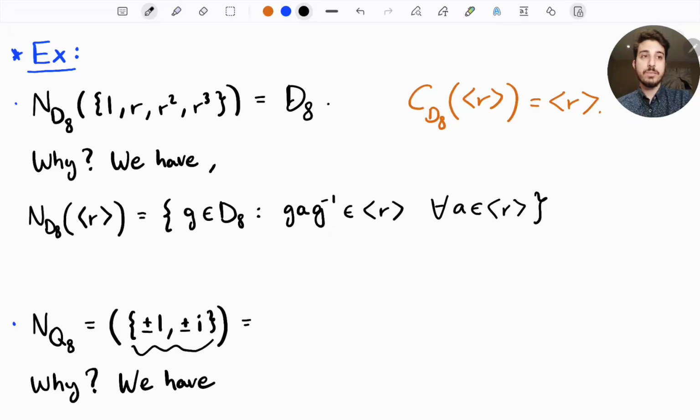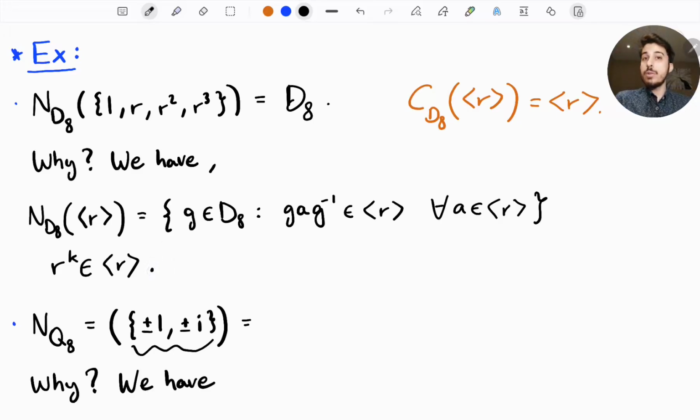Okay, so we can be arbitrary in choosing our multiple of R by saying R to some power k. So R to the k for some power k is going to land us in here. So R^k is in the subgroup generated by R. And now we want to see what happens when you do g a g inverse for any g that is in D8.